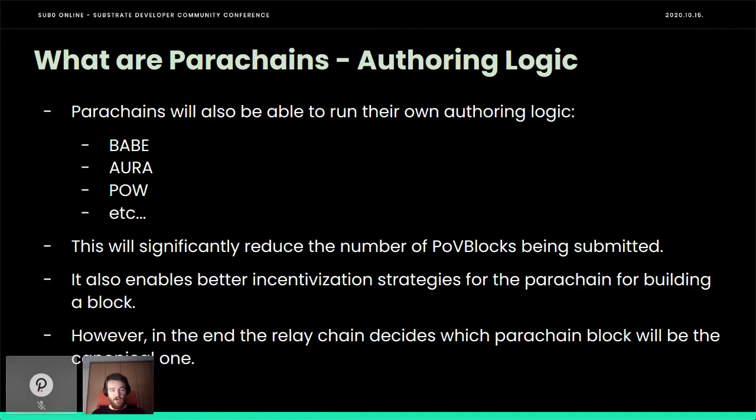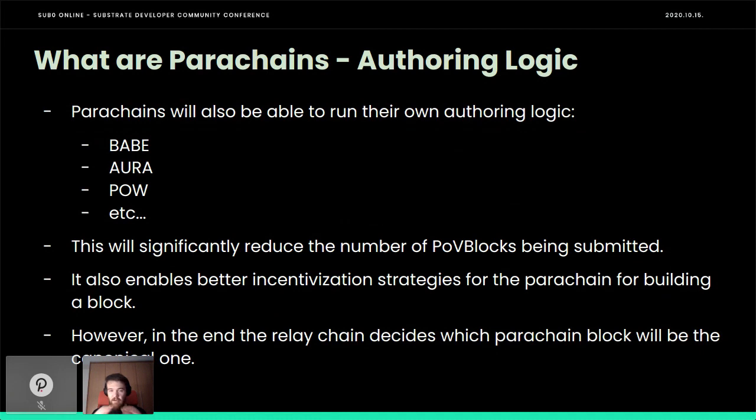And that's a lot of wasted energy and a lot of wasted resources. And also, if you have your own authoring logic, it gives you better incentivization strategies to pay your collators, because why should I build blocks for your Parachain? What's the benefit when I am just one of a million and the chance that mine is included is very, very low?